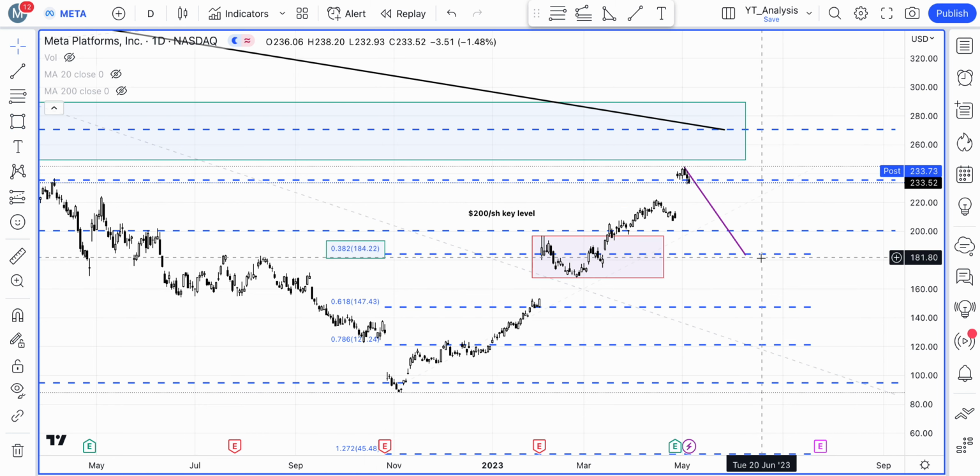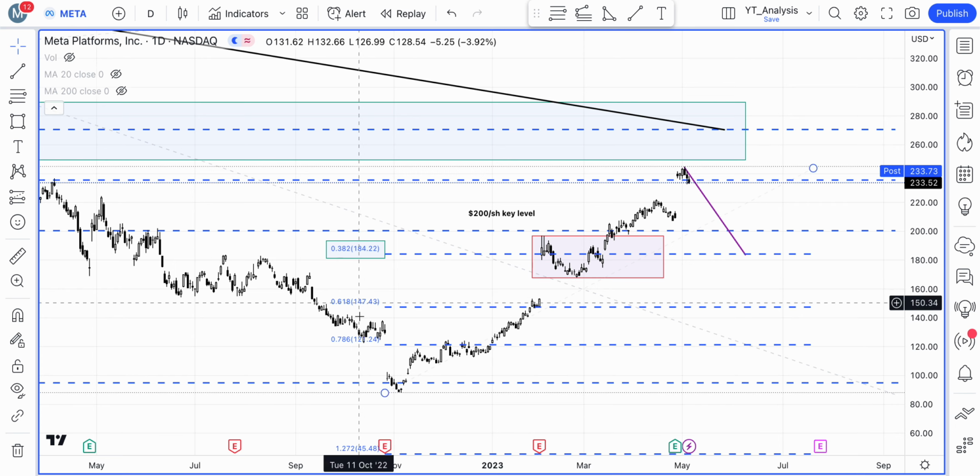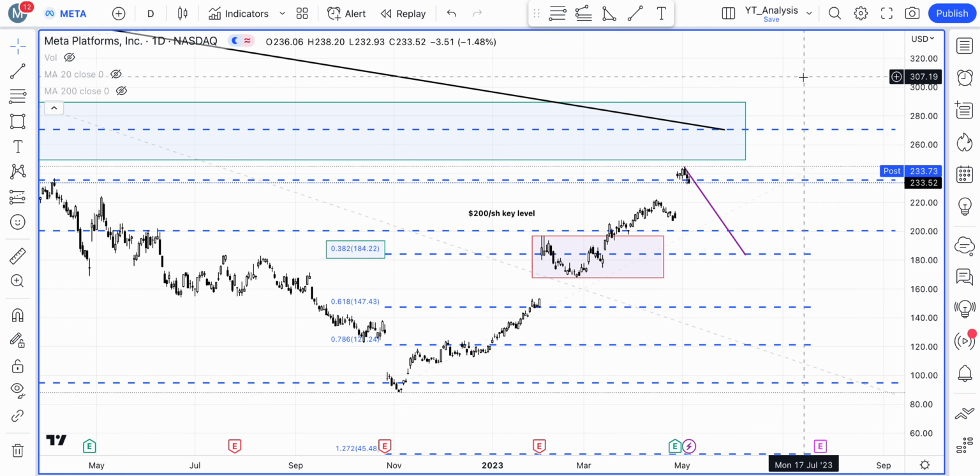Moving below that, we have further support at the $150 per share level, roughly speaking, but the 61.8% comes around 147.50. This is what we are watching in Meta.